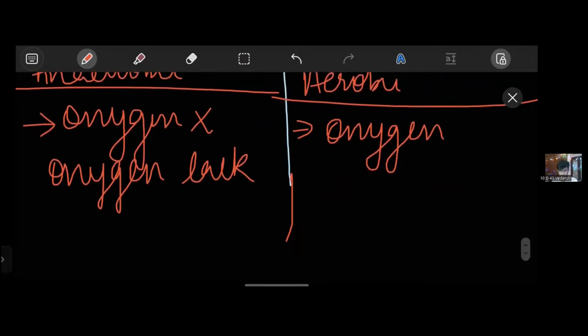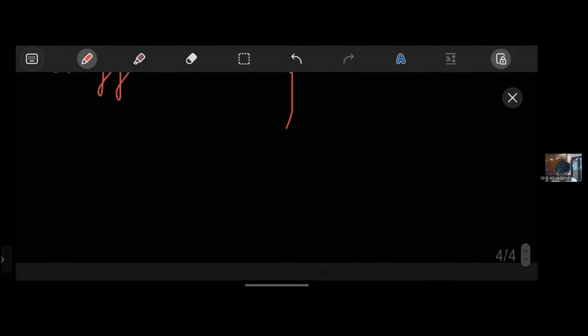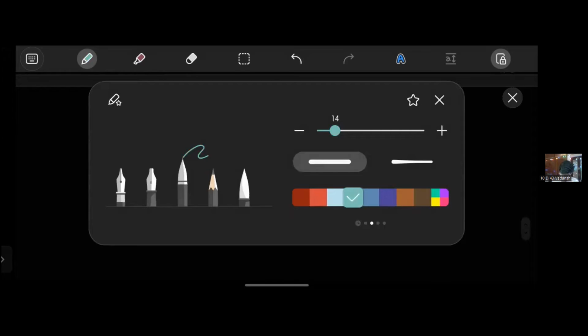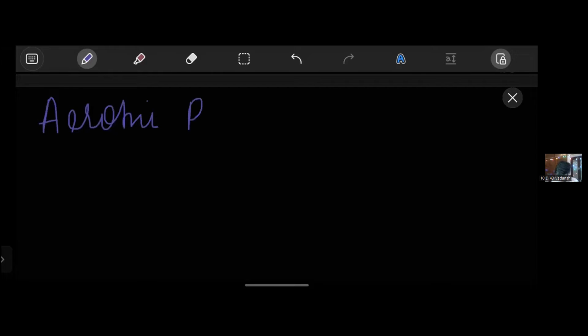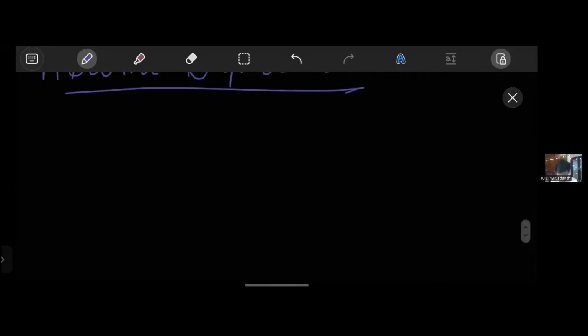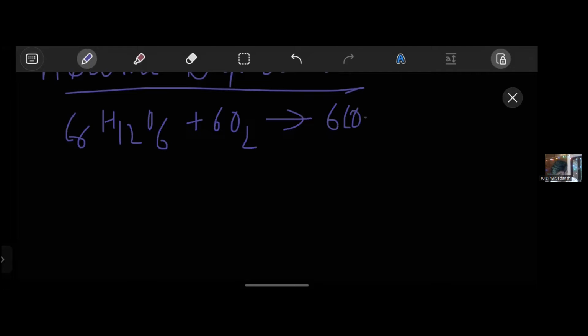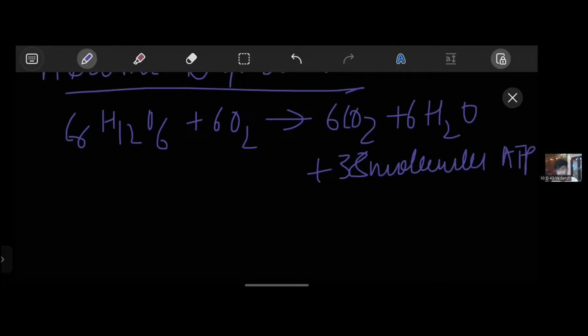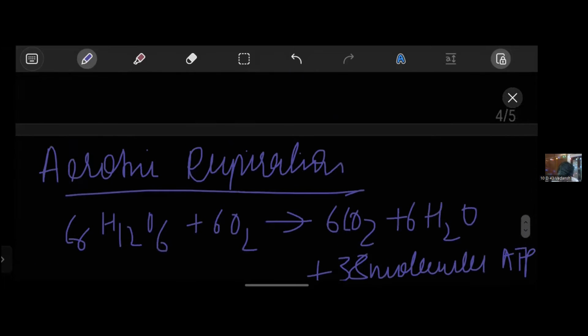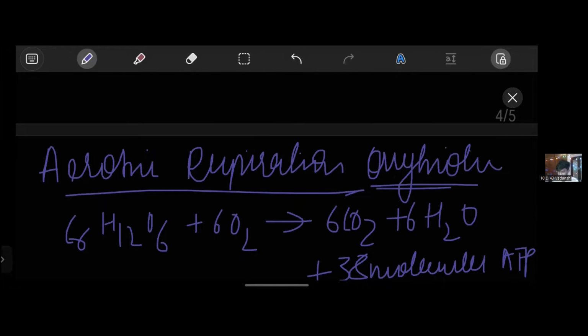Now, ab yahan par kya hota hai? Let us see aerobic ka example first. Aerobic respiration, same cheese: C6H12O6 plus 6 oxygen breaks down to form 6CO2 plus 6H2O plus 38 molecules of ATP. So this is what happens in aerobic respiration, or you can say oxybiotic respiration.